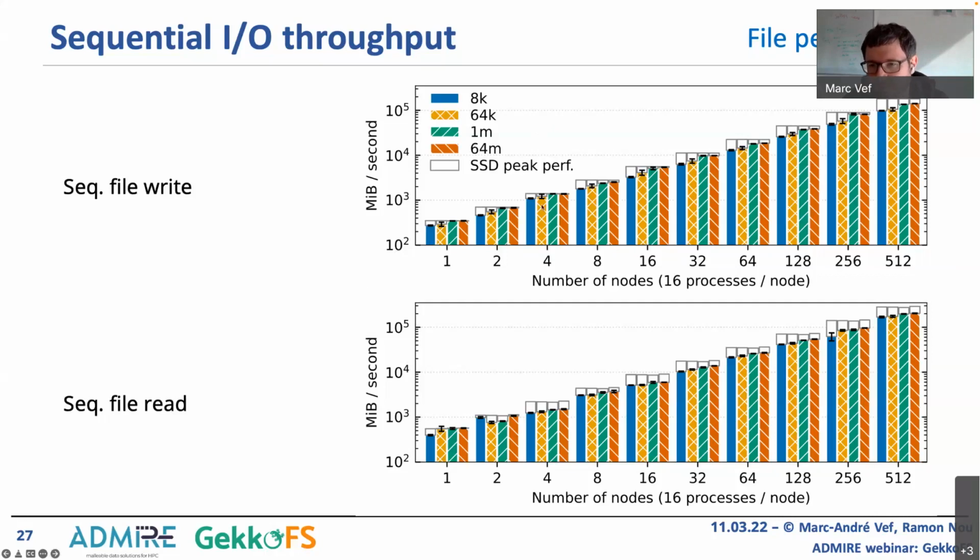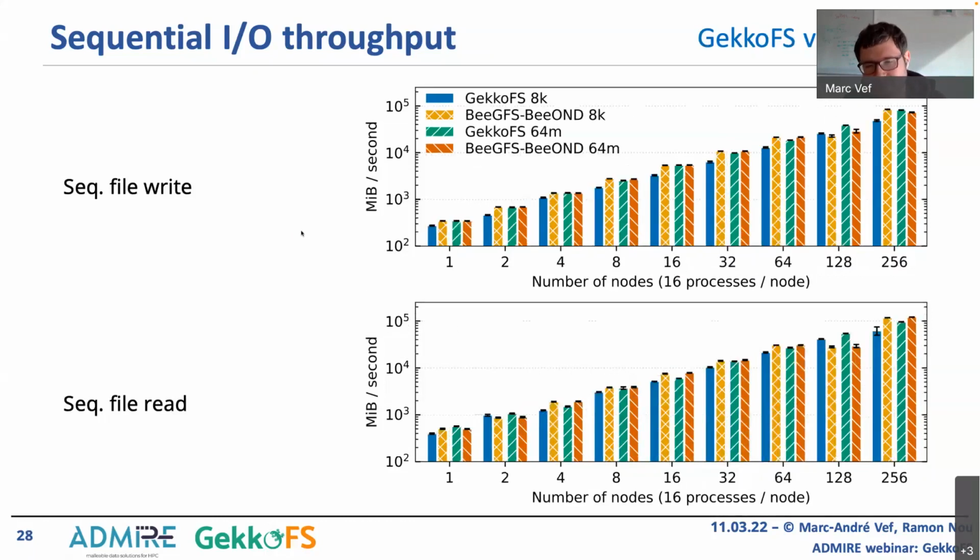And the performance that we see here on GekkoFS is basically the efficiency, how we use the SSDs. Also, it will show you kind of the network cost in the end, right? Then we also can compare this again with BGFS, and the performance here is very similar.